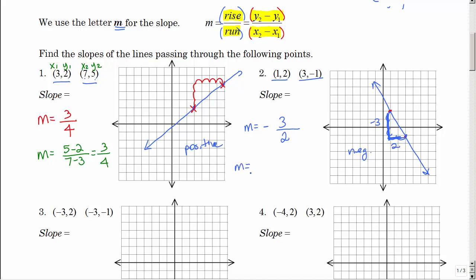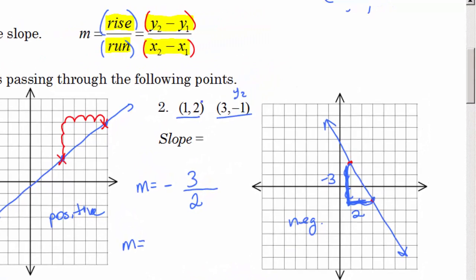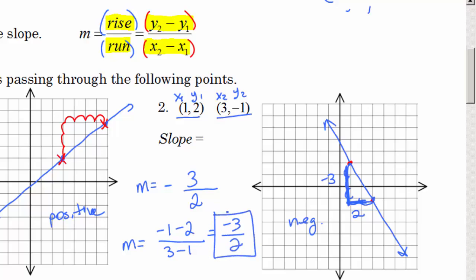Again, let's see if we can use that formula. y2, y1. Negative 1 minus 2, and here's x2 and x1, 3 minus 1. Negative 3 over 2. Same answer.